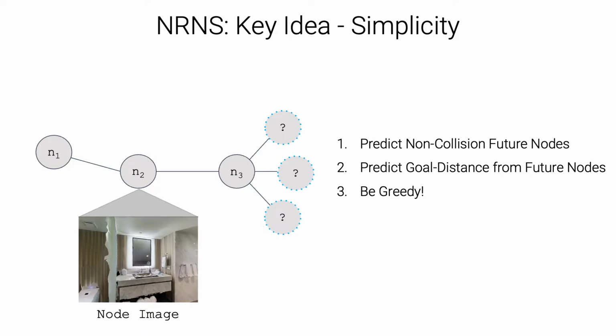Our approach, NRNS, can be described by the simple formulation. First, use depth to predict new explorable area without colliding into obstacles. Then predict distance to goal over the exploration frontier. Then greedily select to go to the area that lowers the total distance to the goal.